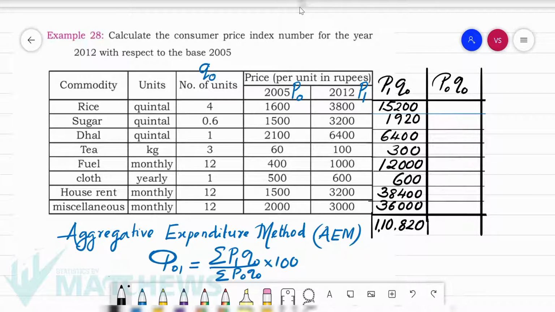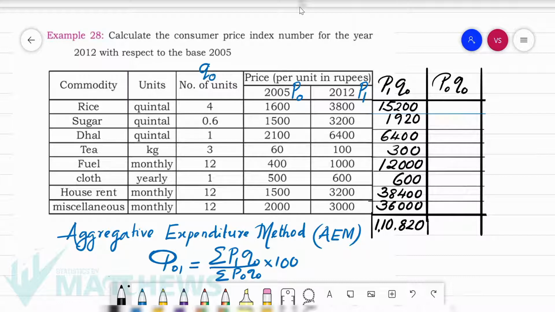Okay, 1,10,820. Is that okay? If you want, you can just check it out altogether. You can just calculate 15,200 plus 1,920 plus 6,400 plus 300 plus 12,000 plus 600 plus 38,400 plus 36,000, which is 1,10,820. Is that right? Okay.